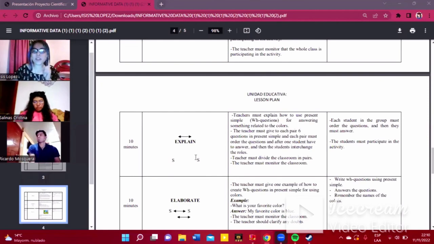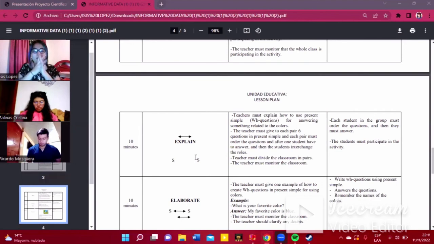For this, it's very important that the teacher explains with an example how to use the correct structure of W questions in present simple. The teacher must give each pair 6 questions in present simple, and each pair must order the questions. Then one student has to answer, and then the students change the roles.